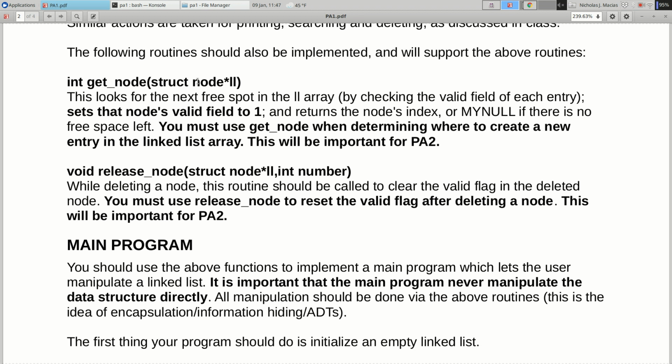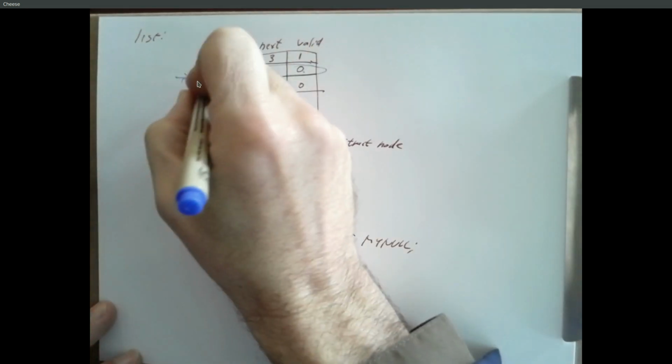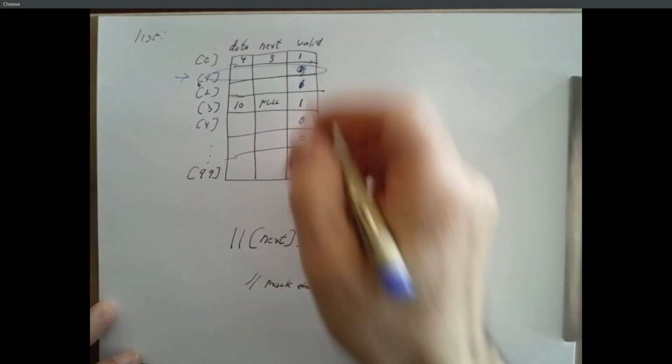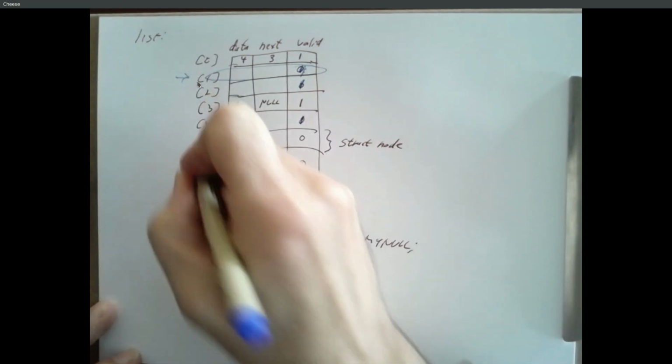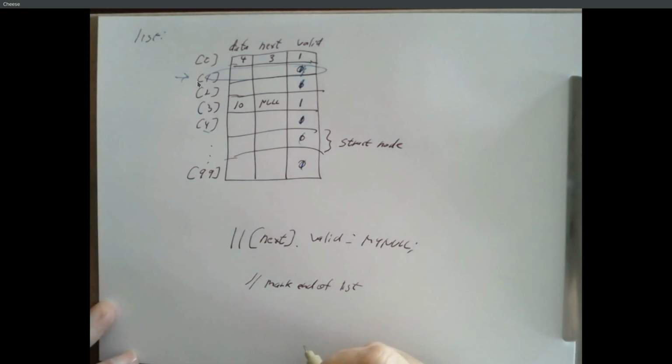And in the case where your array is completely in use, there's no entries where the valid flag is equal to 0, this function should return my null, okay, which we know is -1. That's a flag saying there's no space left in the array that we can use. So if I call getNode, it should change this to a 1 and return a 1. If I call getNode again, it should change this to a 1 and return a 2. If I call getNode again, it should change this to a 1 and return a 4. And so on. And if all of these are set and I call getNode, it shouldn't do anything except return my null.